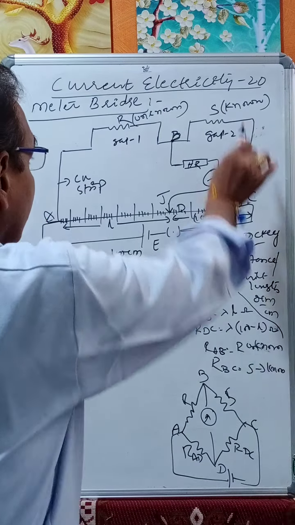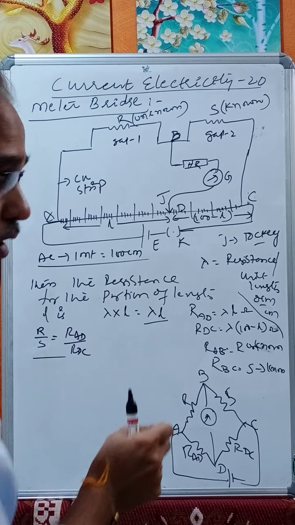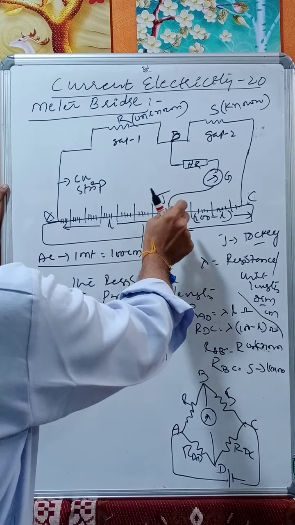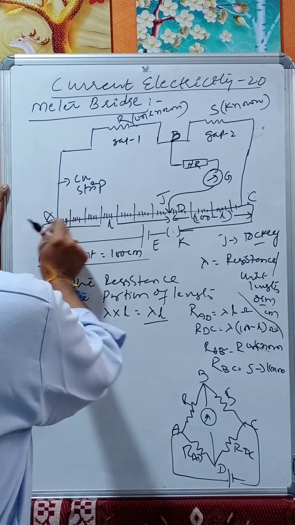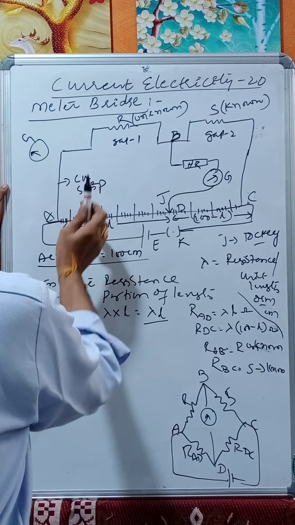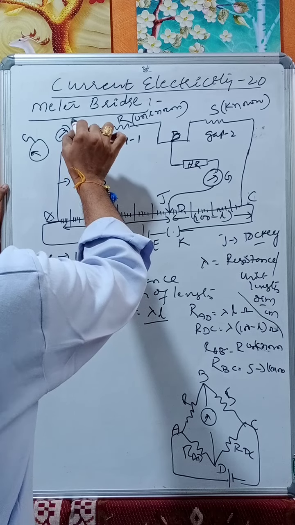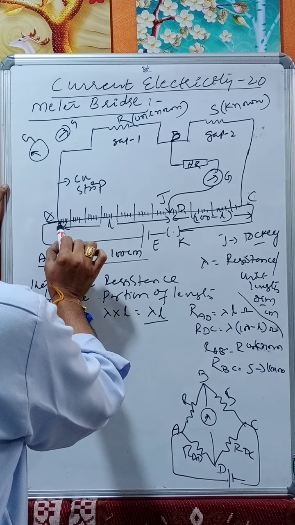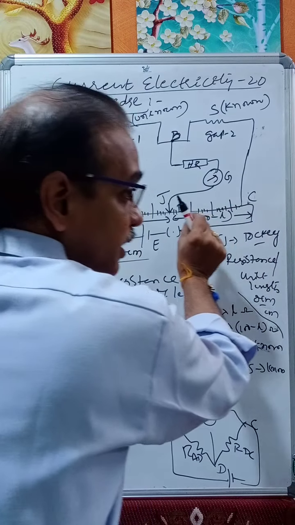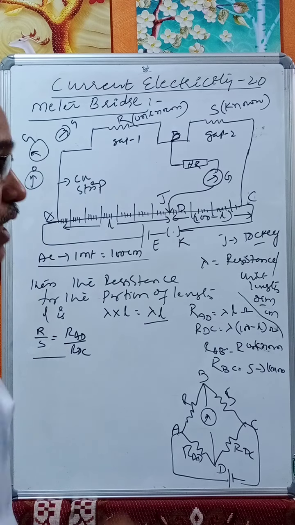Now, after adjusting all this circuit, run the jockey from A. If you put the jockey here, the galvanometer deflects to one side. If you put the jockey at C, then the galvanometer deflects to the other side. Now if you run the jockey from A to C, at some point the galvanometer shows zero deflection.